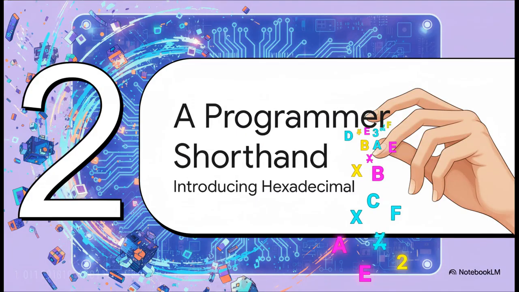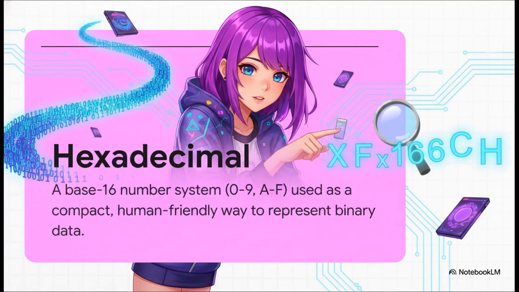Okay, now you can probably imagine trying to read a long string of ones and zeros that represents a specific color. It would be a total nightmare for a human. It would just look like a giant wall of digits. And that is exactly why programmers came up with a much friendlier shorthand. Meet hexadecimal, or hex as everyone calls it. It's a base 16 system. So to get 16 different symbols, it uses our normal digits 0 through 9, and then it just borrows the letters A through F for the numbers 10 through 15.